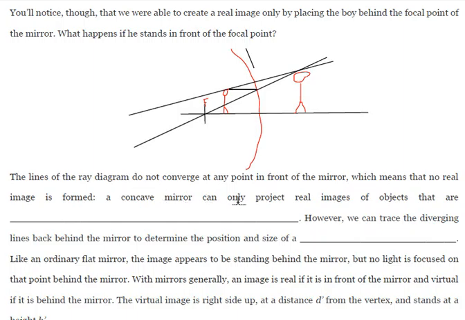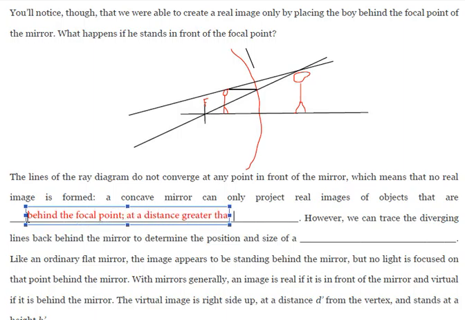So a concave mirror is only going to be able to project real images of objects as long as they are behind the focal point, or we could say at a distance greater than the focal length, little f. But like we did up in the image above, we can take those diverging lines, these lines that move farther and farther away from each other, and trace them back to the other side of the mirror.